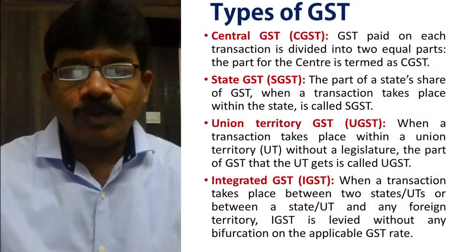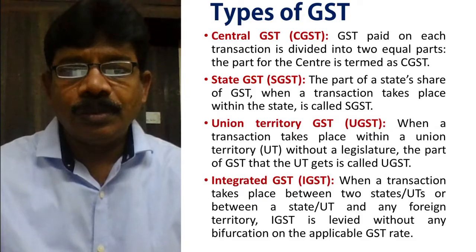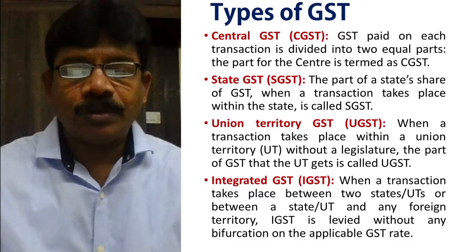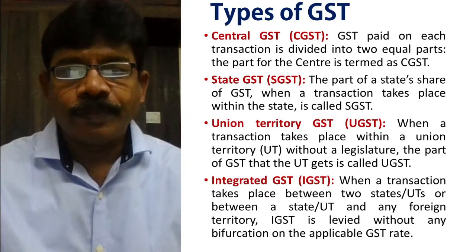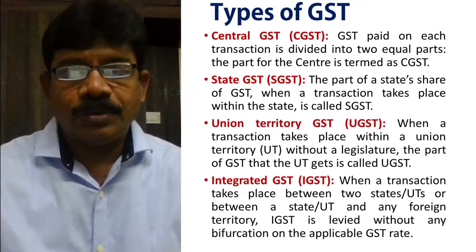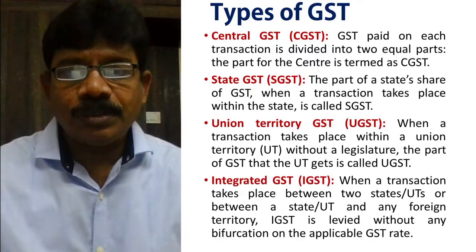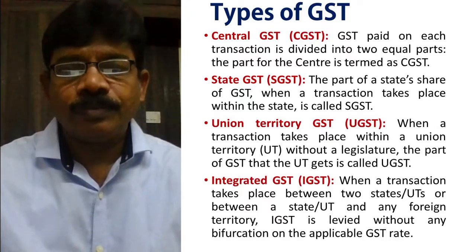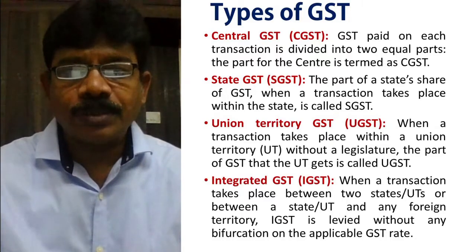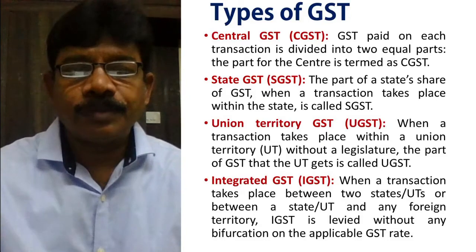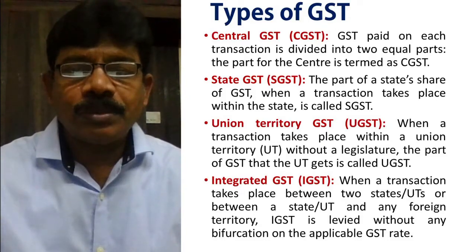So there are 4 types of taxes in GST. That is CGST, Central Government Goods and Services Tax. SGST, state government's GST. In total GST, SGST is half. In total GST of 18%, the central government portion, CGST, is 9%. In the same manner, UGST is there, Union Territory Goods and Services Tax.